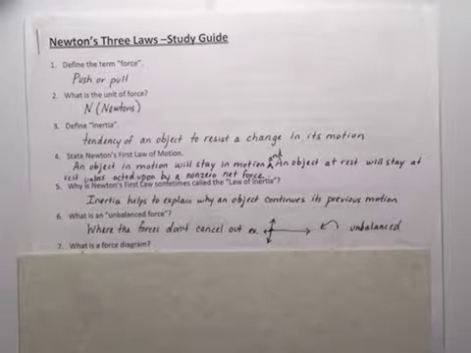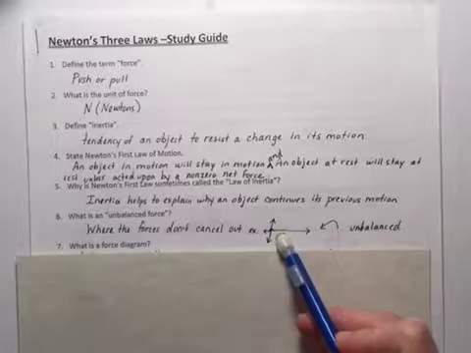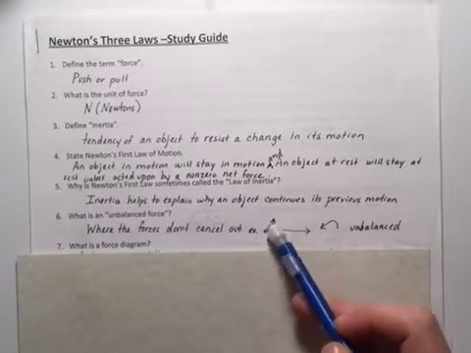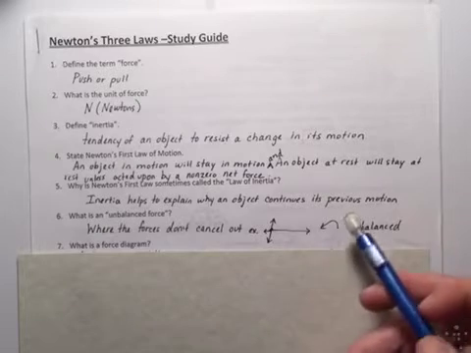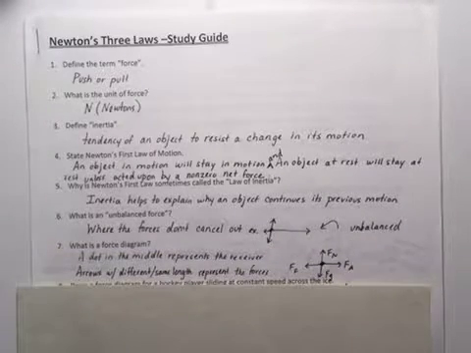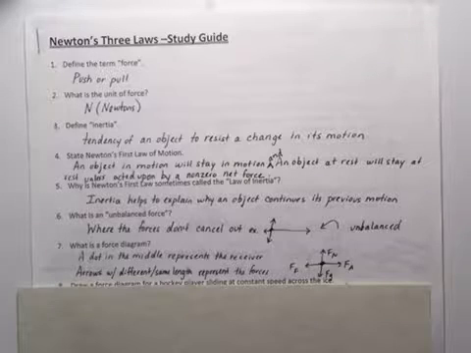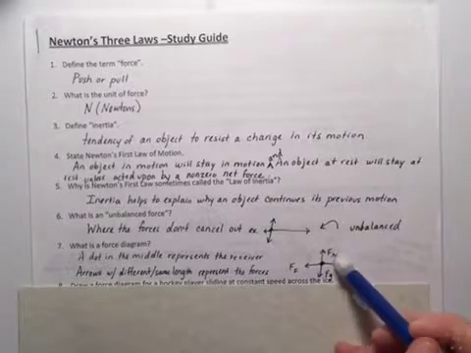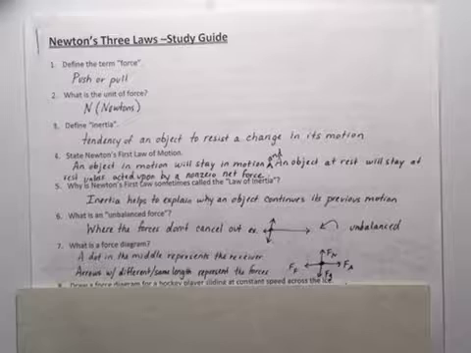For number seven, what is a force diagram? This right here is a force diagram where you have a dot in the middle and you represent each different type of force with an arrow. And in a force diagram, you want to make sure that you're labeling your forces.